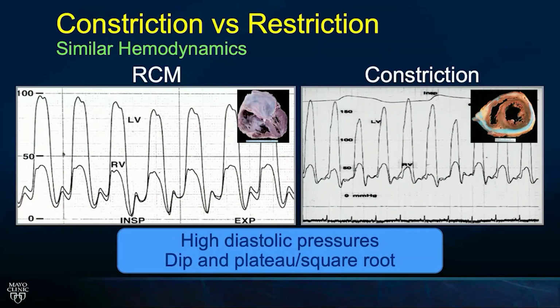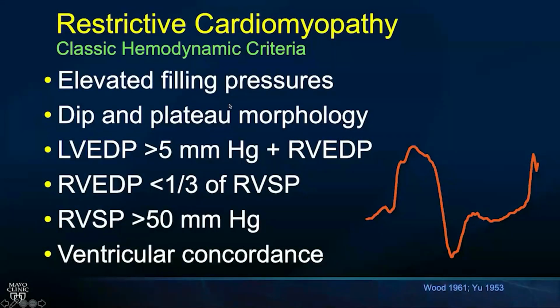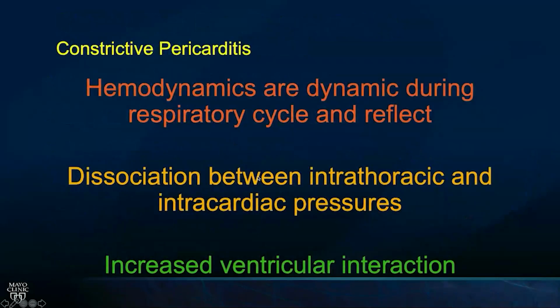Now, we all were taught how to distinguish constriction from restriction in the cath lab. We were taught these classic criteria: that filling pressures are high, that there's a dip and plateau LV pressure trace, that the LV EDP is always higher than the RV EDP, that the RV EDP is less than 1/3 of the RV systolic pressure. So those are the classic criteria. But in terms of distinguishing constriction from restriction, they completely overlap each other. In a given patient, they don't help you. So what you really need to look for, which we've been focusing on for the last really decade, are those phasic hemodynamics that we see.